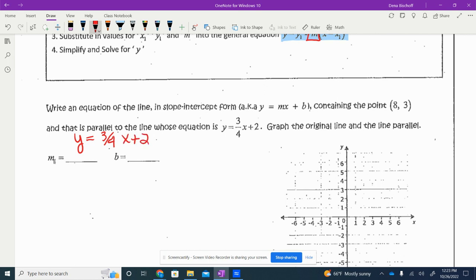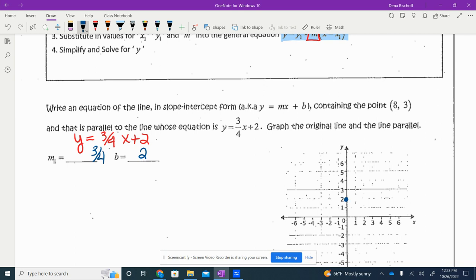Tell me what the slope and the y-intercept is of that line, Kane. The slope is 3/4, and the y-intercept is 2. So if I had to graph that equation, y equals 3/4 x plus 2, Antoine, where would I begin? Begin at 2. Begin at b. Good job, sir.